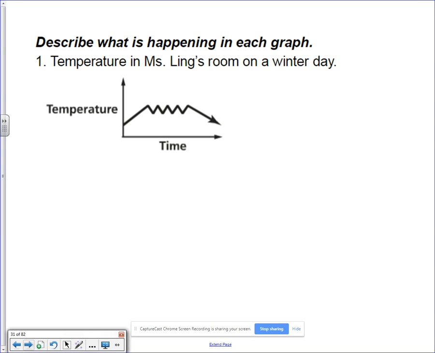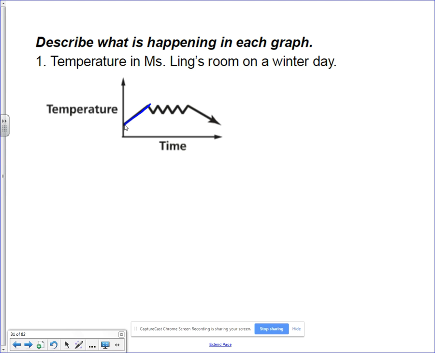Okay, we're talking the heat. So what does she do when she comes into her room, folks? She turns on the heat. So you probably should write that. You're writing a description, right? When she comes in, she turns on the heat. So that takes care of this portion right here, right?